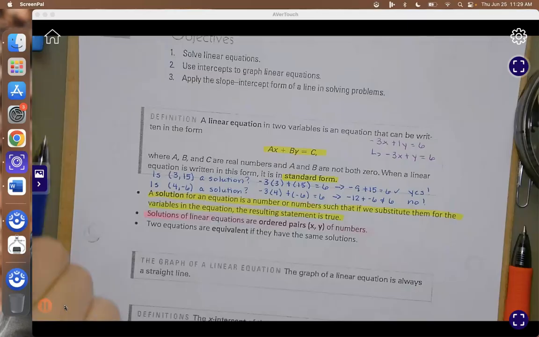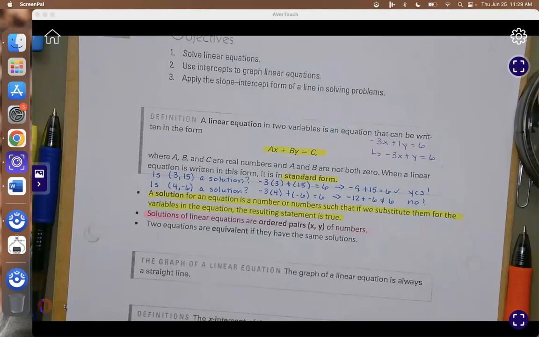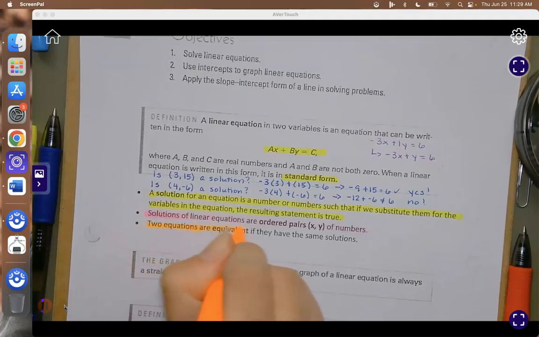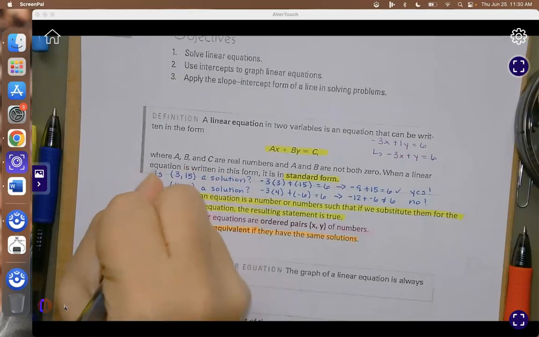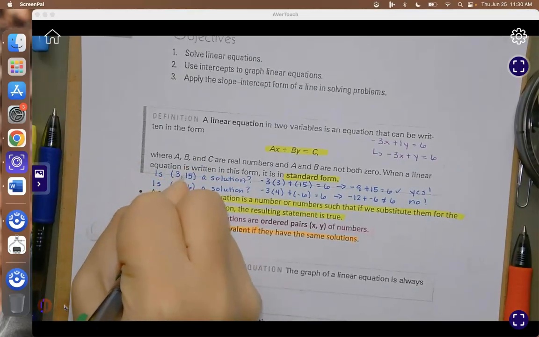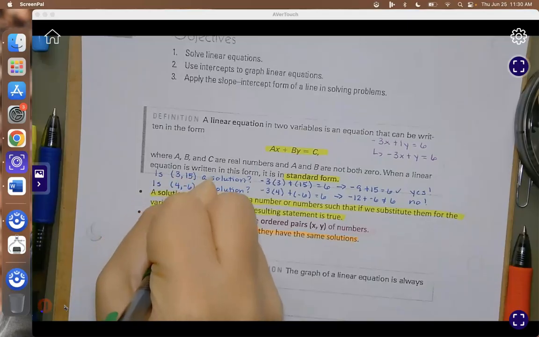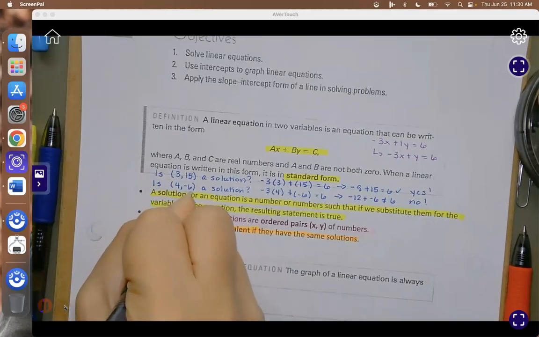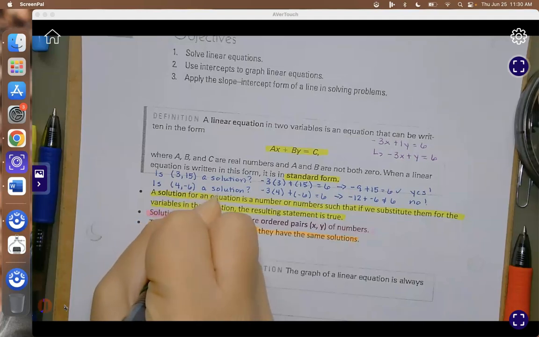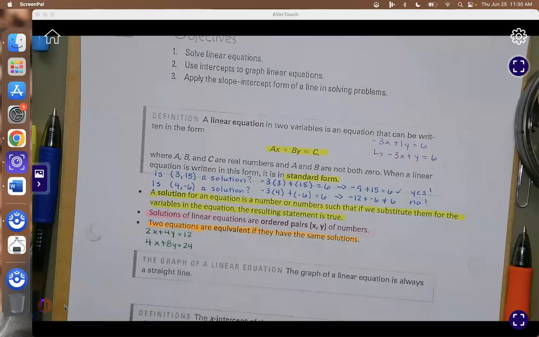Okay, so let's look at this right here. Two equations are equivalent if they have the same solution. So let's look at these two equations: 2x plus 4y equals 12, and 4x plus 8y equals 24. If we can get y by itself, let's see what we have.